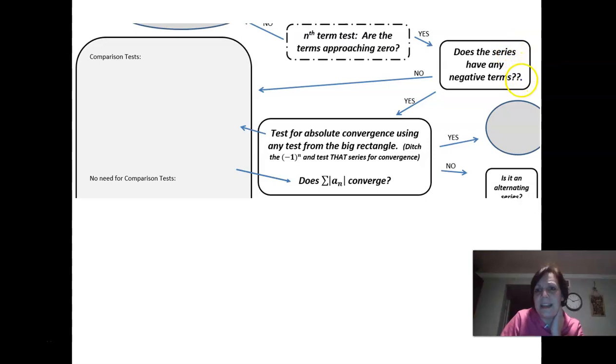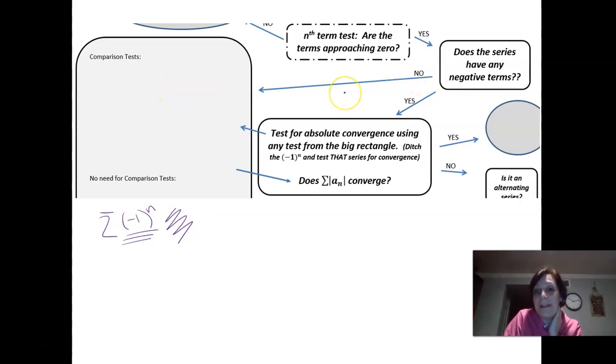It's, does the series have any negative terms? In other words, in your series, is there one of these guys? I don't care what this rule is over here. If there's one of these guys, then your series has negative terms. And there are 4 tests in this big rectangle that I mentioned that you're going to spend a lot of time in. Not a one of them can handle a negative term. So if the answer is no, I don't have negative terms, cool, off to the big rectangle you go.